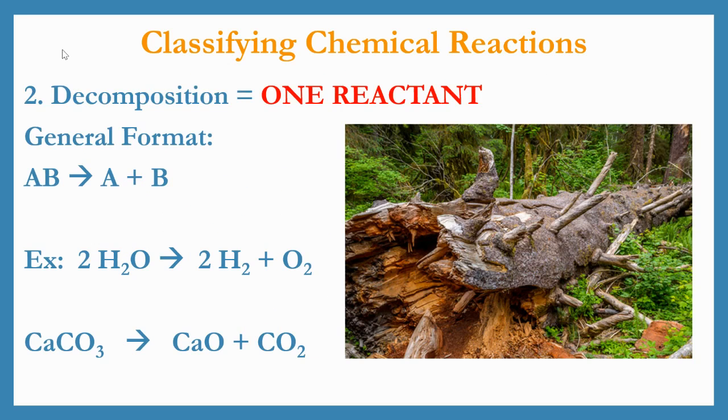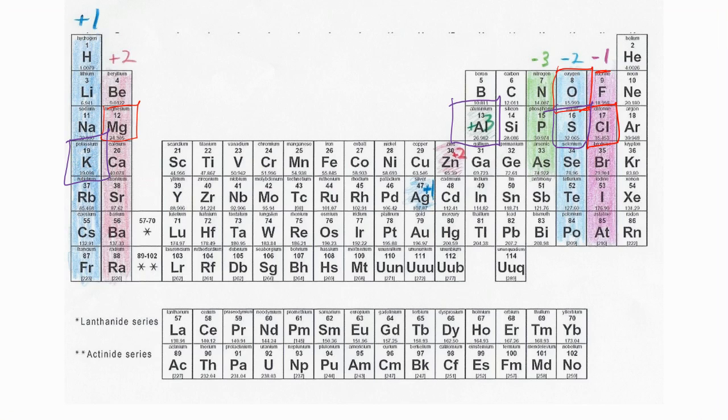All right, decomposition has one reactant. So there's one thing, like a log, decomposing into many things. Okay, so you're going to see your plus only on the product side, since you're only going to have one thing falling apart, one squirrel decomposing. So when we're doing this, the same thing applies.